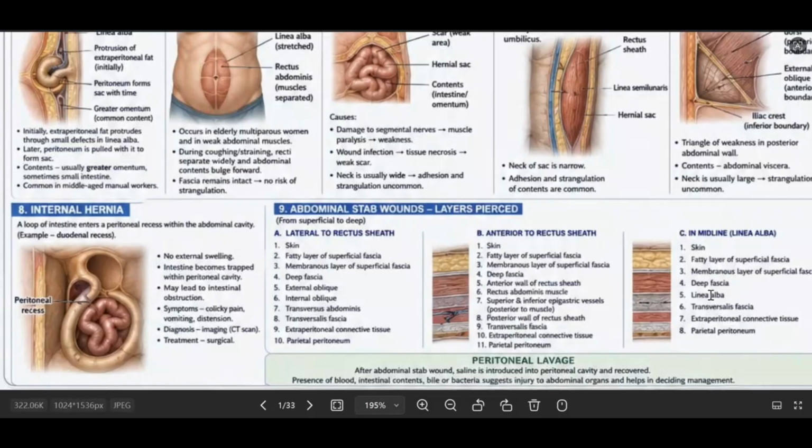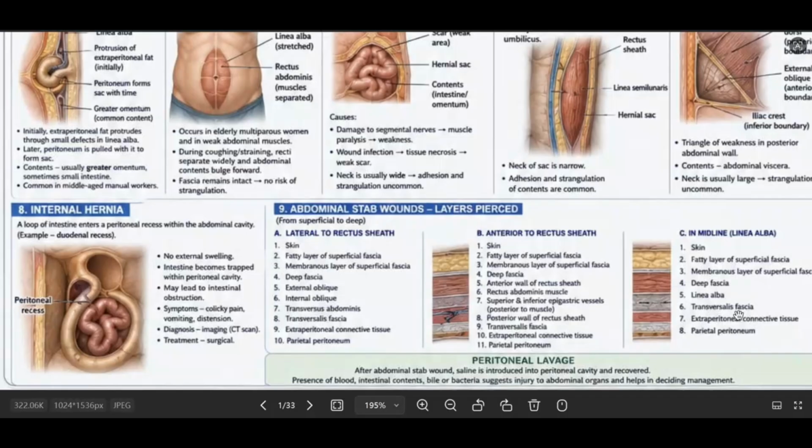because it is happening at the point of the linea alba. After the linea alba we have the transversalis fascia, because the rectus sheath and the aponeuroses of the muscles are not present here, as they end here. Okay, these form the linea alba, they thicken here, and that is called the linea alba. Then after the linea alba we have the transversalis fascia, then the extraperitoneal connective tissue that may contain some amount of fat, and finally the parietal peritoneum. So that was all.